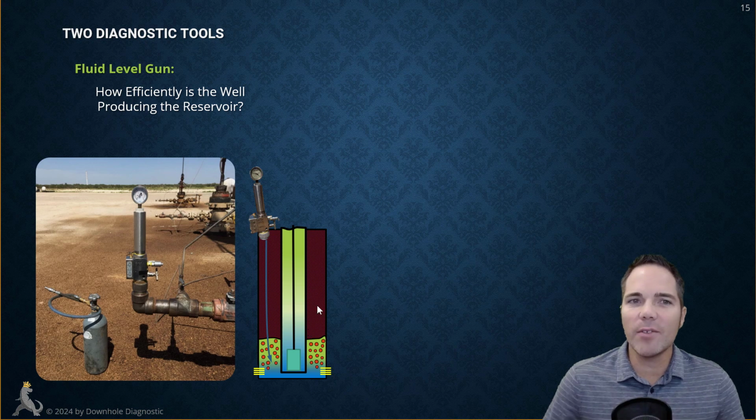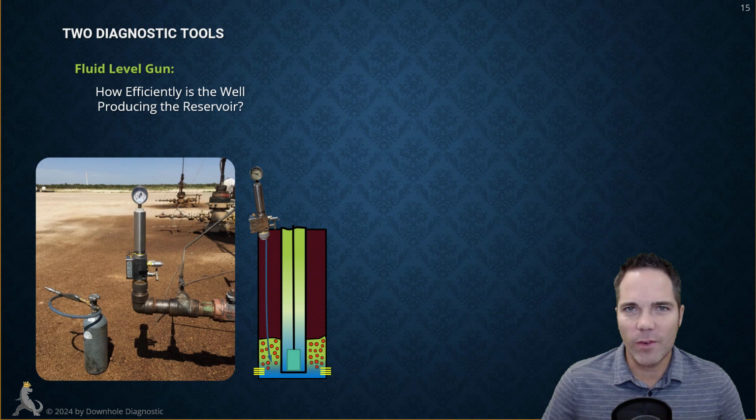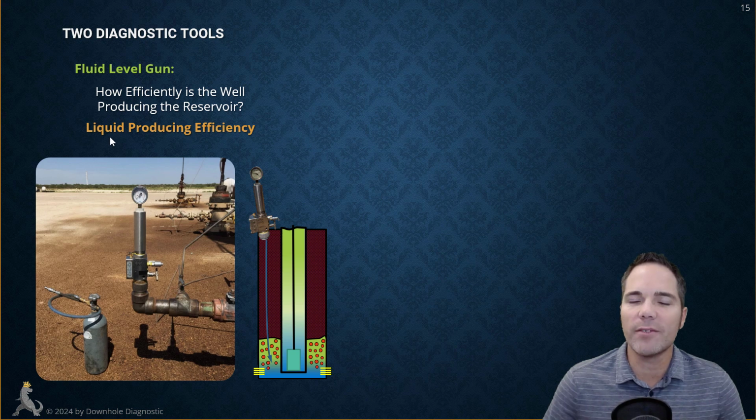And on a high level here, the fluid level shot tells us how efficiently the well is producing the reservoir. Okay, so we have a certain amount of fluid that's coming in, and we want to know, are we efficiently producing the reservoir? Are we getting all the fluid that's coming out? So another way of saying this is the liquid producing efficiency. So are we getting all the liquid out that is residing above our pump intake?